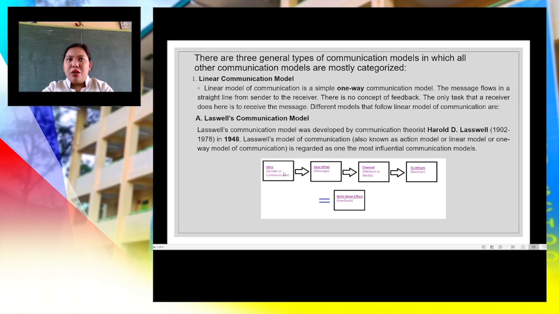Same thing, we have here the sender, the message, the channel or the medium used, and the receiver, with the effects from the message that has been received by the receiver. However, you would notice here that there was no chance that feedback was returned to the sender. So it is called a one-way model of communication.